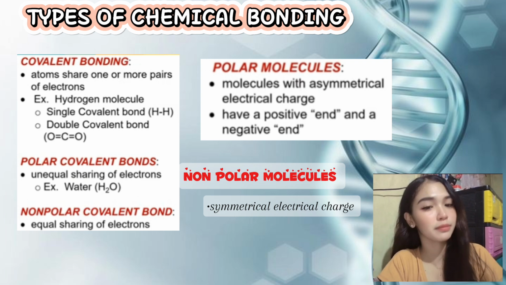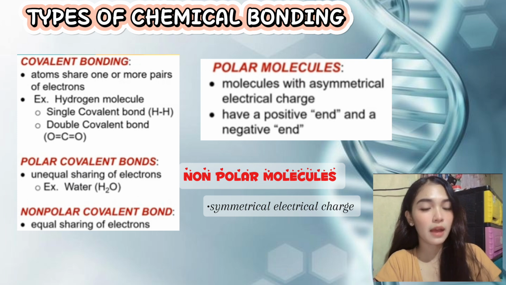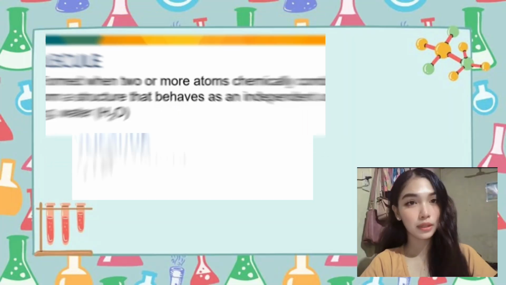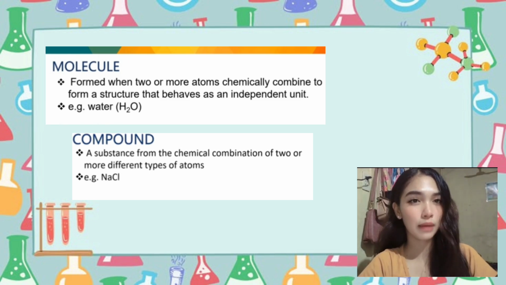Covalent bonding is where atoms share one or more pairs of electrons. For example, hydrogen molecule. Then the polar covalent bond is unequal sharing of electrons. For example, water. Non-polar covalent bond is an equal sharing of electrons. Polar molecules are molecules with asymmetrical electrical charge, having a positive end and a negative end. Non-polar molecules have a symmetrical electrical charge. A molecule forms when two or more atoms chemically combine to form a structure that becomes an independent unit, for example, water. And then a compound is a substance formed from the chemical combination of two or more different types of atoms, for example, sodium chloride or ribose.